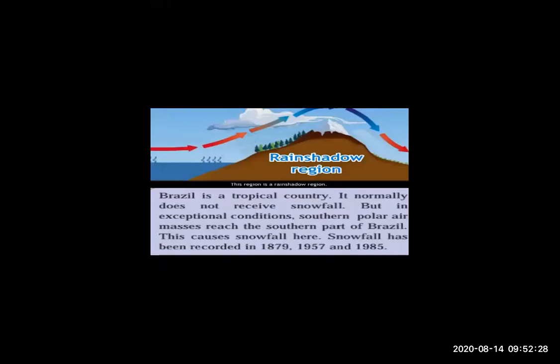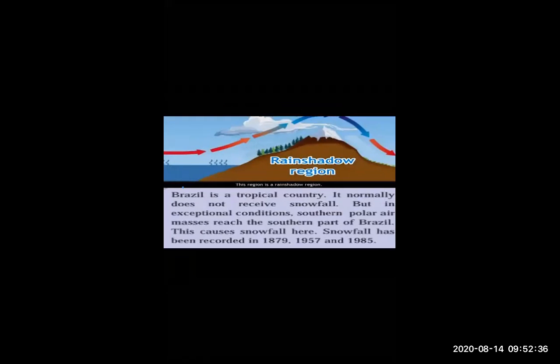Okay. So, as everyone knows, Brazil is a tropical country and it normally does not receive snowfall. As you go through Himachal Pradesh or the Himalaya, you see that there is always rainfall and snowfall over there. In Uttarakhand, on the Dehradun side, there is always snowfall. But in Brazil, it normally does not receive any snowfall.